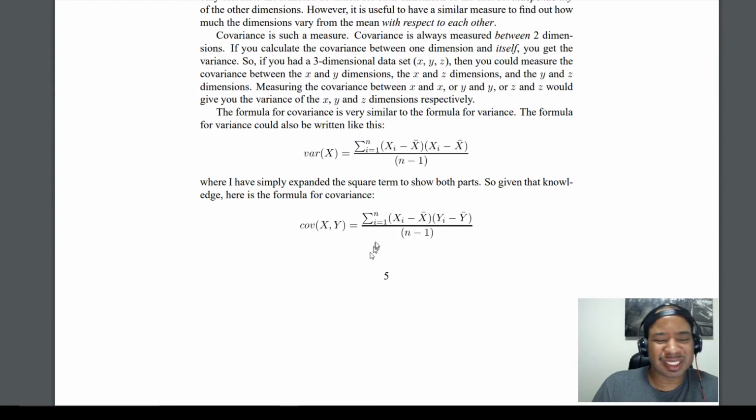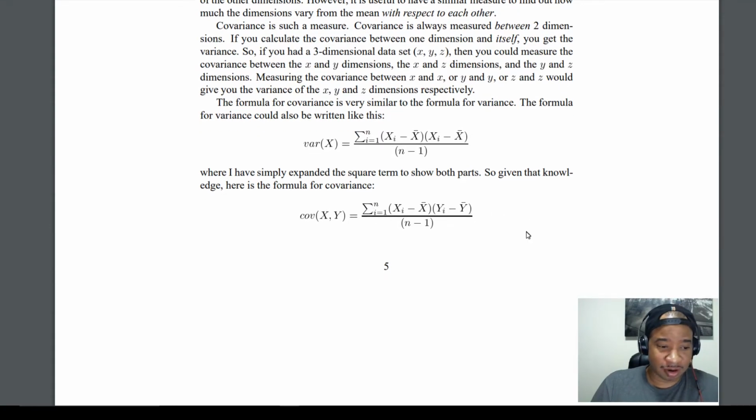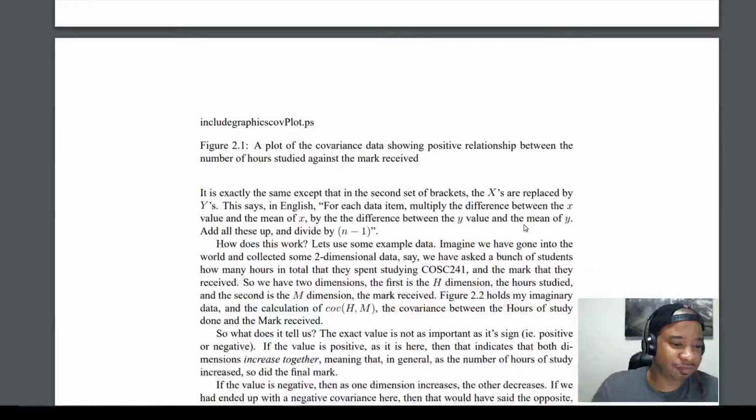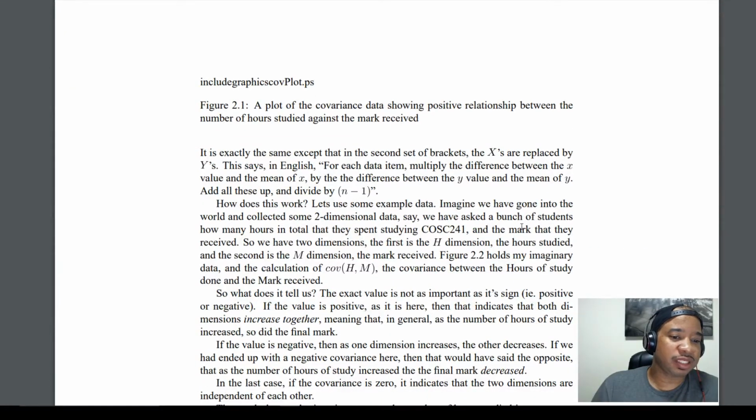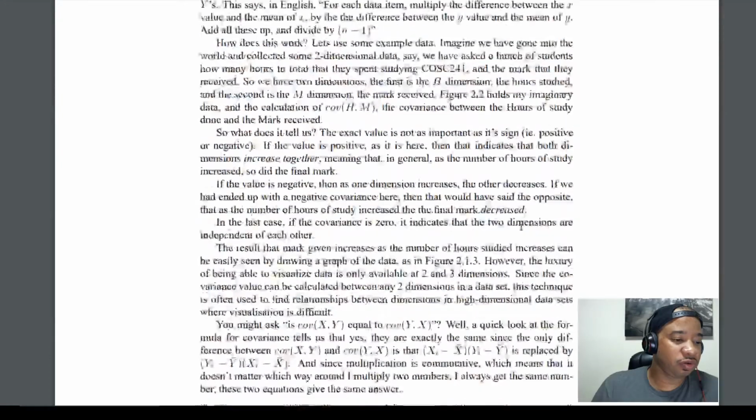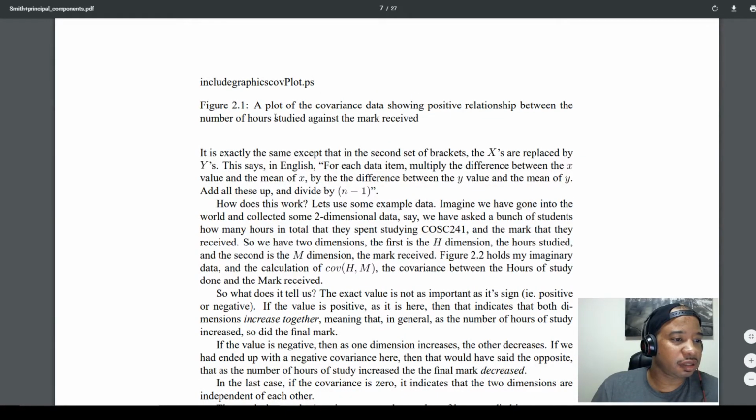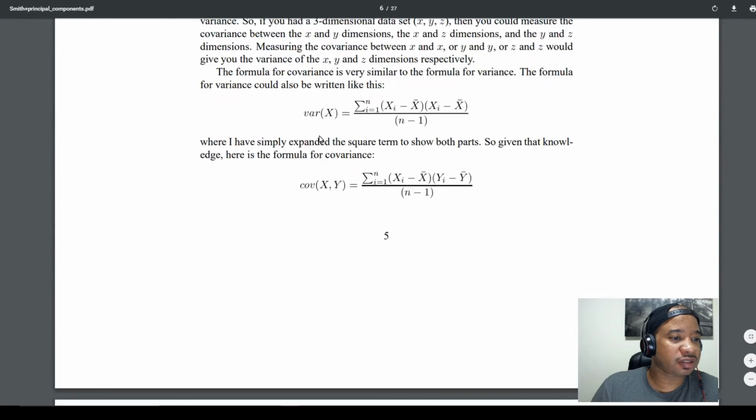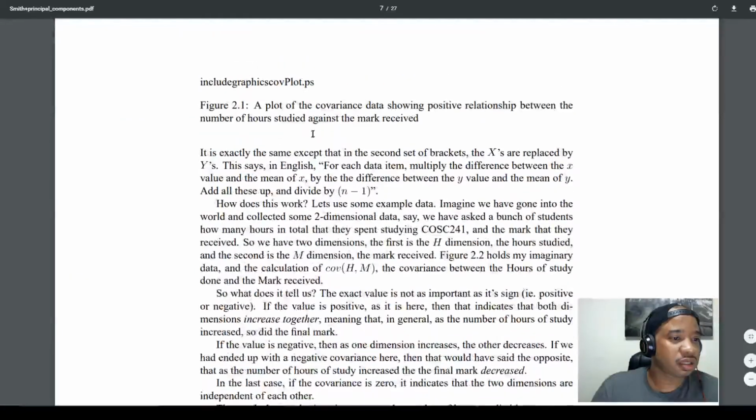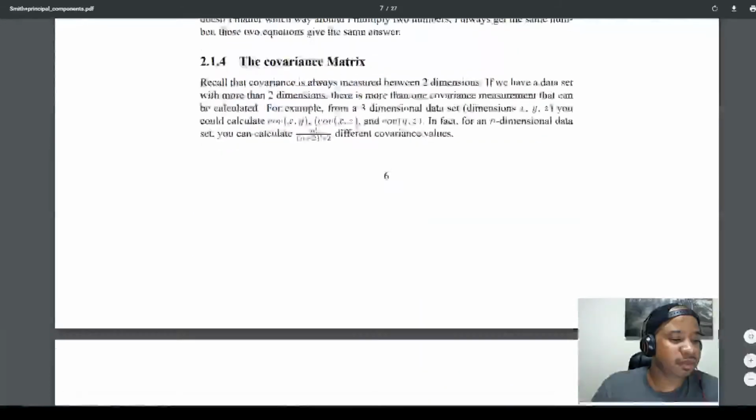And I think there's some assumptions about n, that the two sets are of the same size. Otherwise, that formula would not hold true. So, a plot of the covariance data showing positive relationships between numbers of hours studied against the mark received. Let me go to that chart.